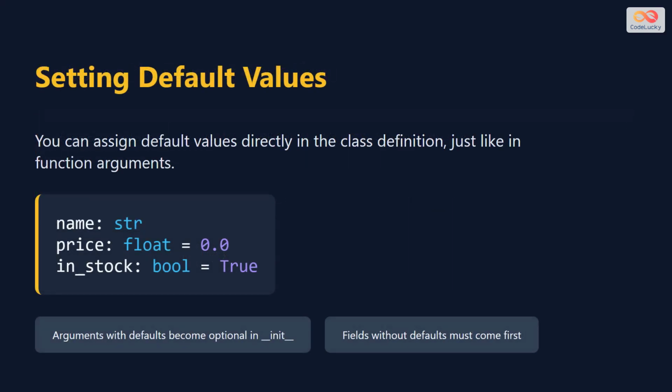Data classes also make it incredibly easy to set default values. You can assign values directly in the class definition. This works just like default arguments in functions, making some fields optional when you create a new instance.